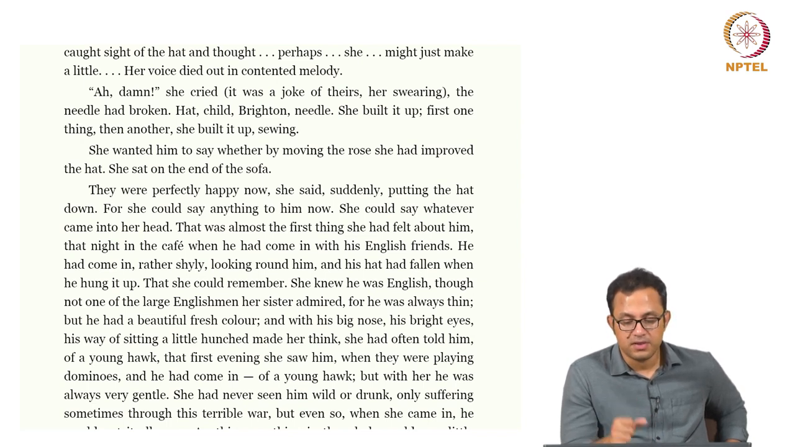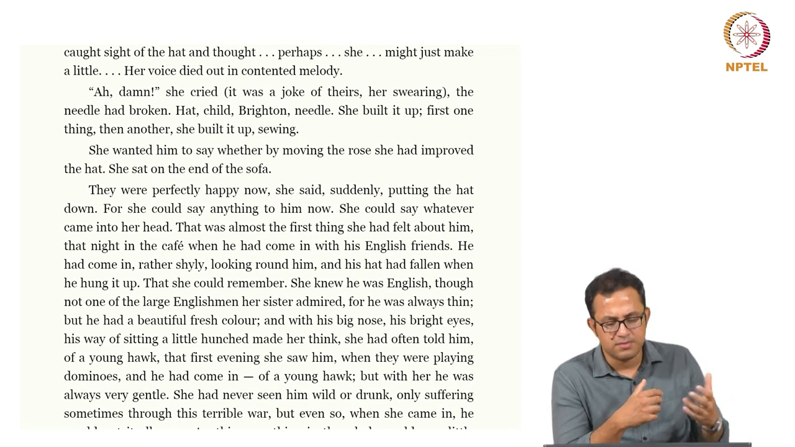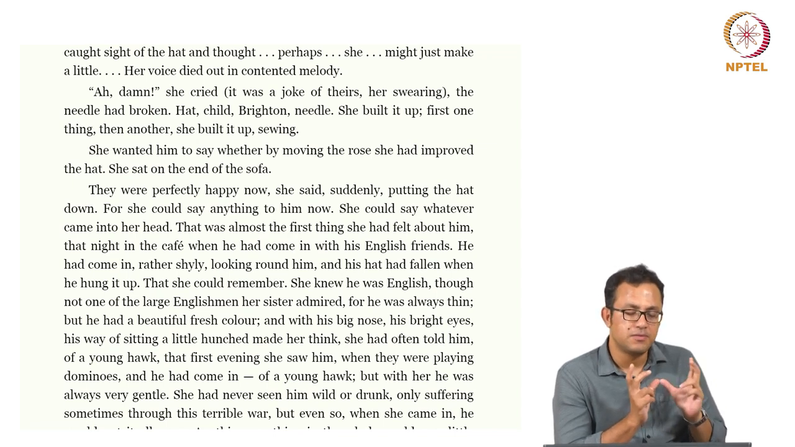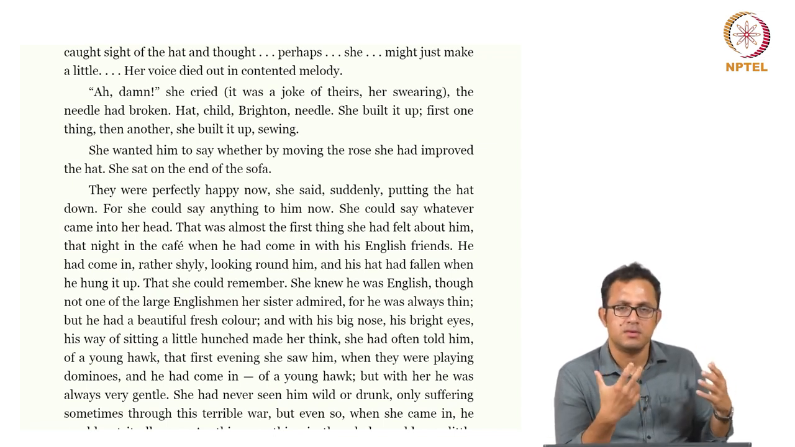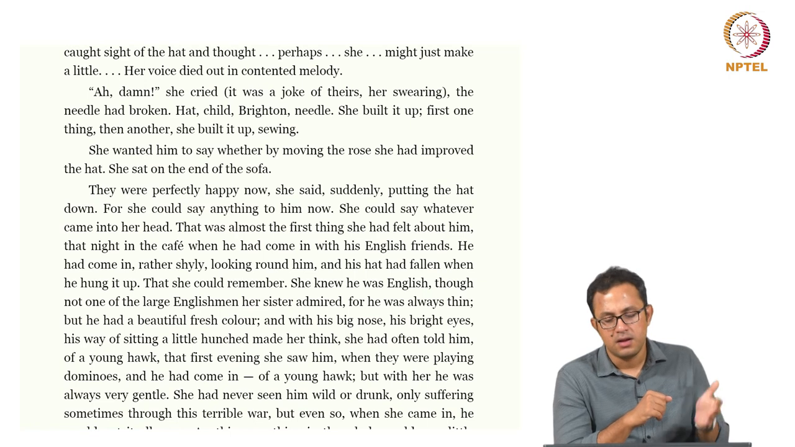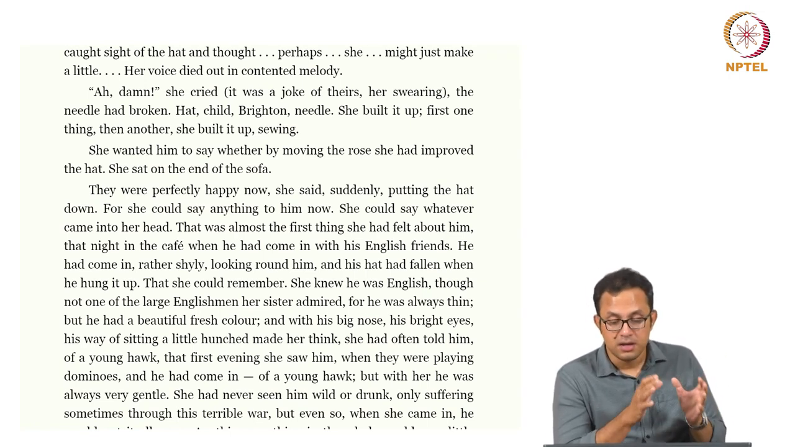So the hawk metaphor is important because the hawk is traditionally the bird predator, right? The hawk is a predatory bird, something which preys on other smaller birds and other smaller organisms, fish for that matter. So the hawk metaphor is obviously in connection to a virile military masculinity, which is wild in quality, this very epitome of maleness, the hunter male, right? Now we see the transition over here very, very quickly, but we are also told that with her, he was always very gentle.